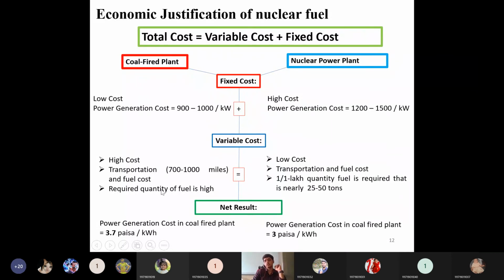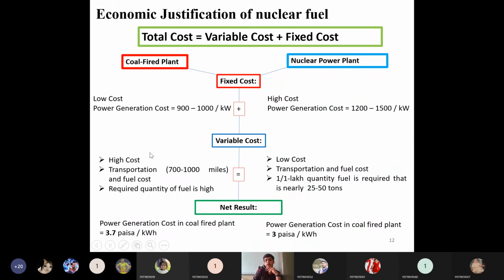Then the transportation. Usually the coal mines are located far away, around 700 to 1000 miles. The coal cost is very high, and the transportation cost is also very high. In the nuclear power plant, there is also transportation and fuel cost, but we have to transport only a very small quantity. For coal, we have to carry many tons. But here a very low amount of nuclear fuel is enough to generate the electricity.